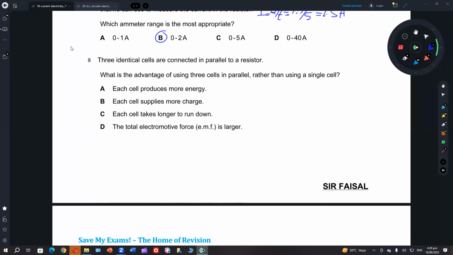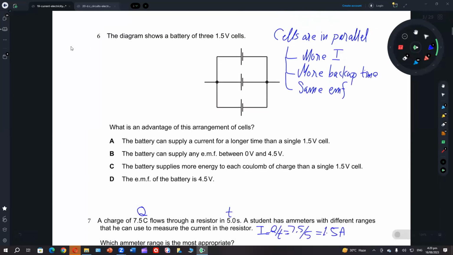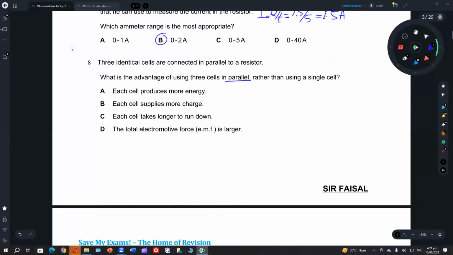1.5. Three identical cells are connected in parallel to a resistor. What is the advantage of using three cells in parallel rather than using a single cell? Now, I have already explained to you people, this is the benefit. Now, can you tell me how? What is the answer of question number 8? What is the advantage of using three cells in parallel? Each cell supplies more energy.